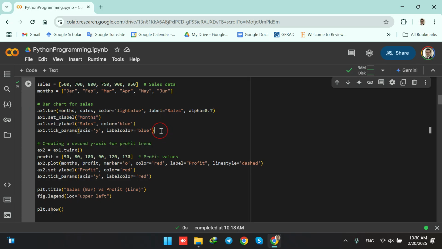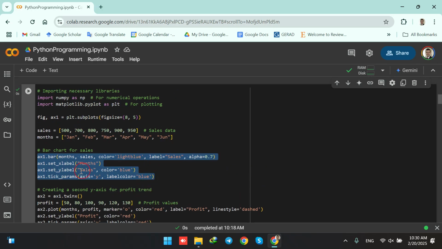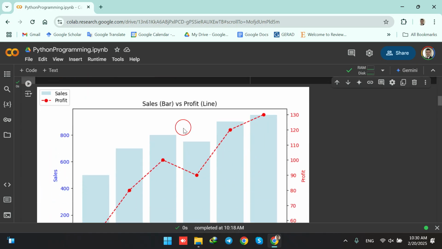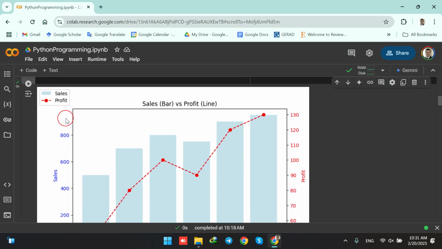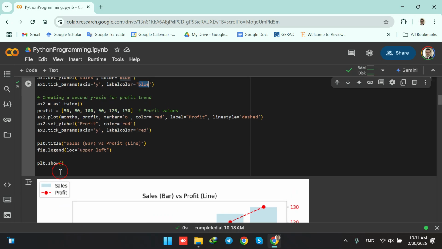Okay. And here we are saying that for the first chart, which is our bar chart, we are using the AX1 to let the compiler know, okay, we are having two AXs and this is my AX1. And here when we were discussing the sizes, we were using the AX1 because we were discussing the subplots, okay? And here also we are saying that, okay, for the label Y, we need to have the color blue. This is why we are having the color blue here on the label.